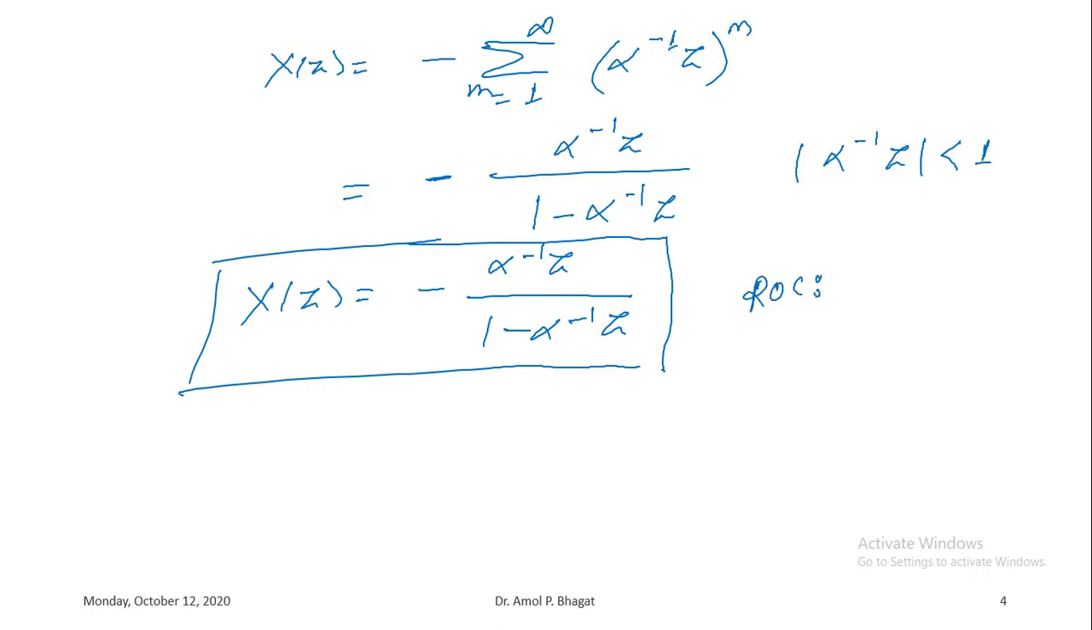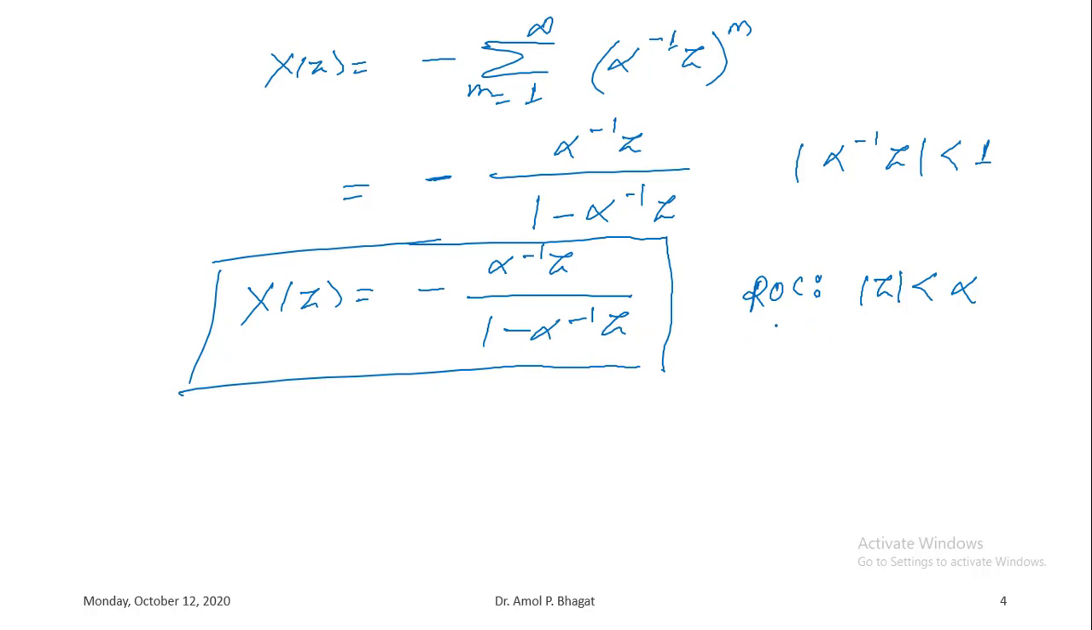What will be the ROC? As per this equation, you can write mod z is less than alpha will be the ROC. Correct. Again, here you can see that if I simply substitute z equals alpha, it is 1 upon alpha into alpha, so alpha will cancel and it will be 1. 1 minus 1 will be 0, and alpha inverse z upon 0 will be infinity. So you cannot take z equals alpha inside the region of convergence, right?